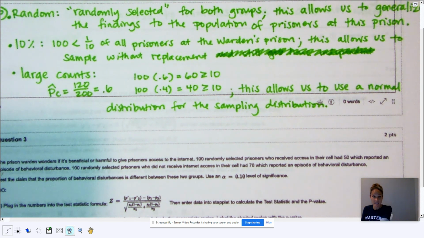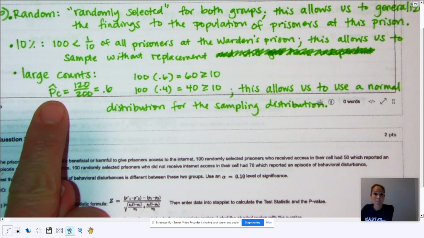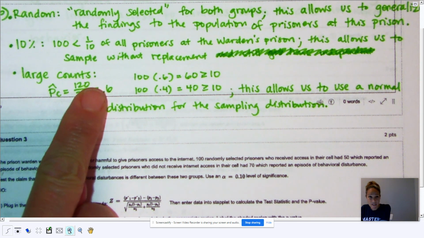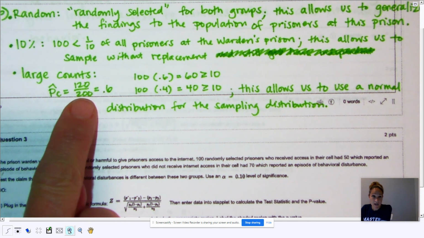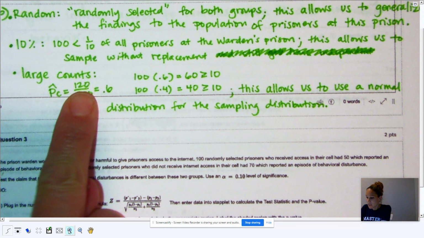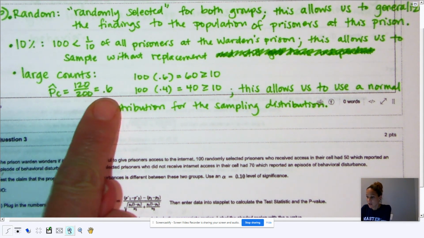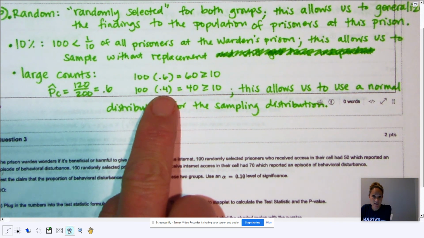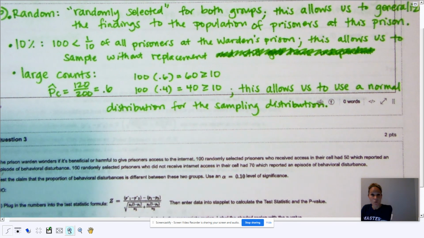Okay, so when we're testing the large counts and other places that we're using the proportion, we need to use the combined proportion. So altogether, there were 120 prisoners out of 200 who had a behavioral disturbance. So that's a proportion of 0.6. And so we're going to take our N and multiply it by 0.6 and also multiply it by 0.4. N1 and N2 are the same as each other, so we don't need to write it out twice.